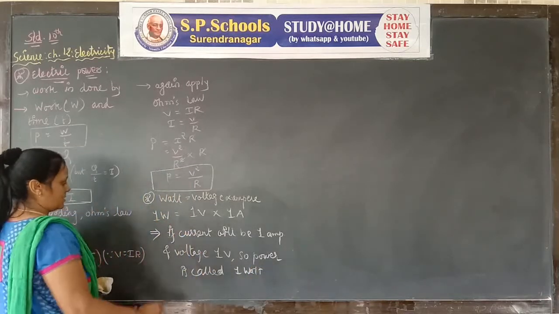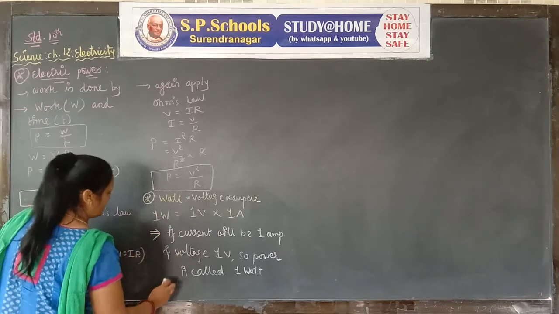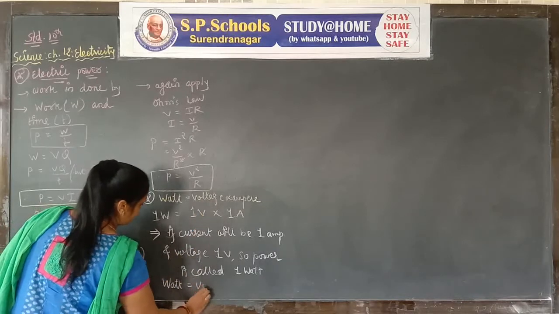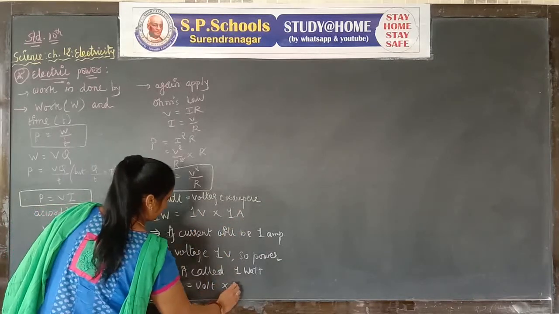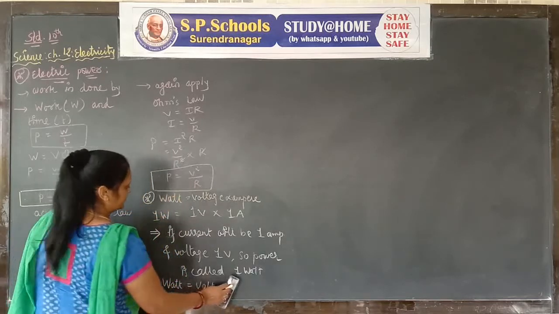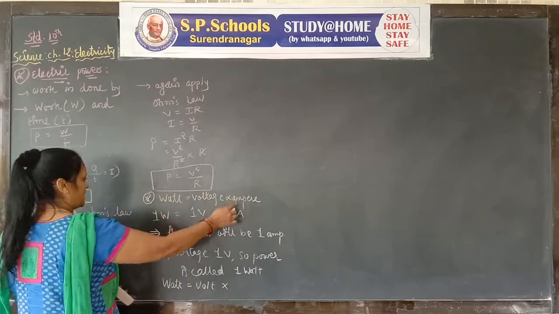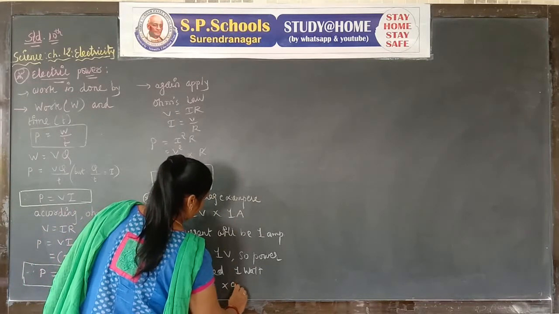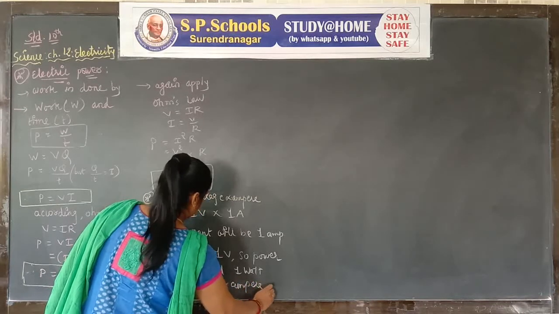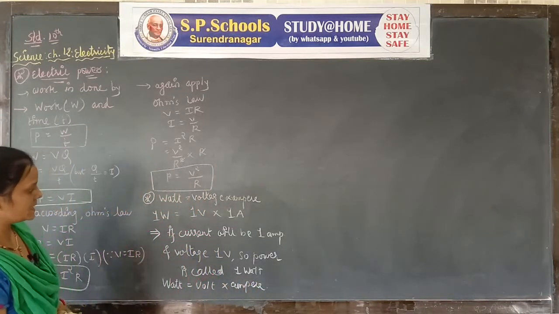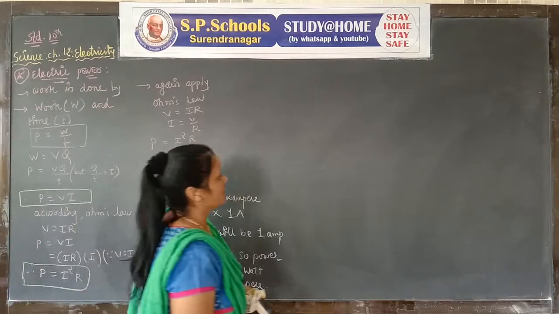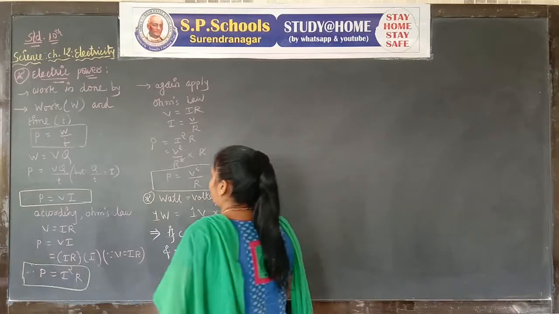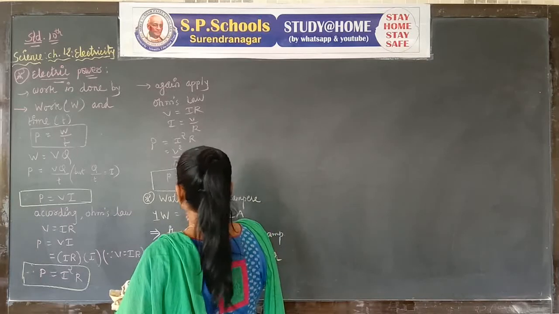W-A-T-T. The SI unit of power is watt, which is equal to volt into ampere. So 1 watt is equal to volt into ampere. Now we go through another topic. It is called electric energy.